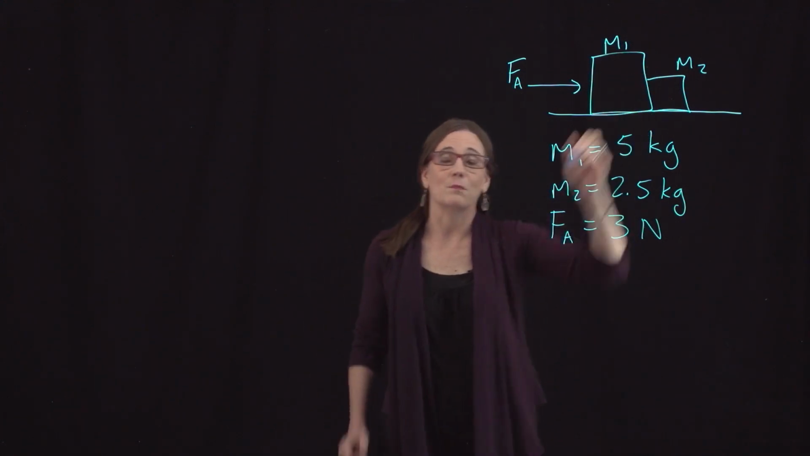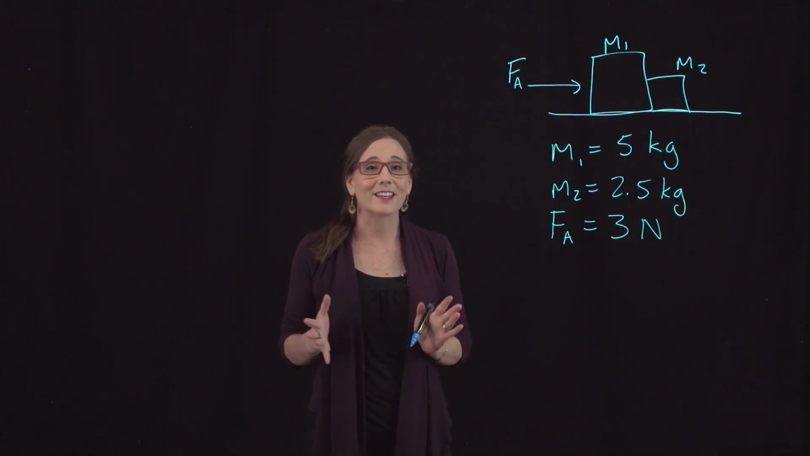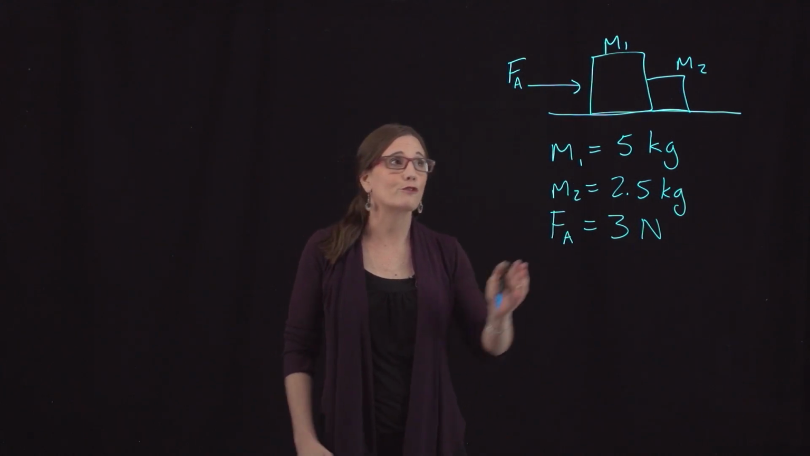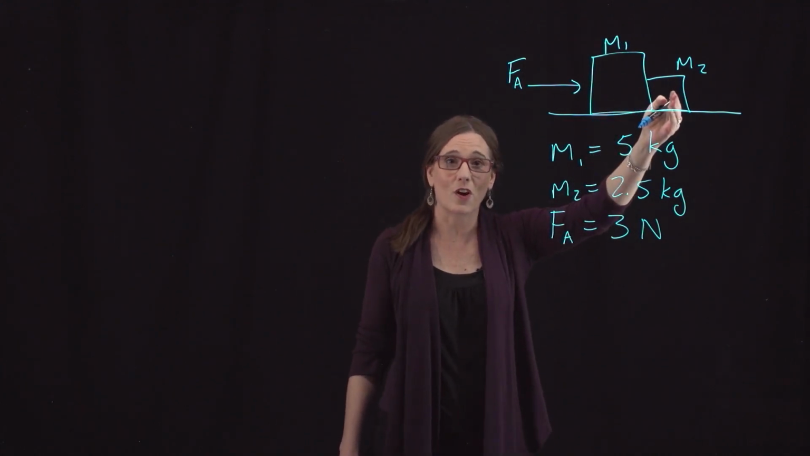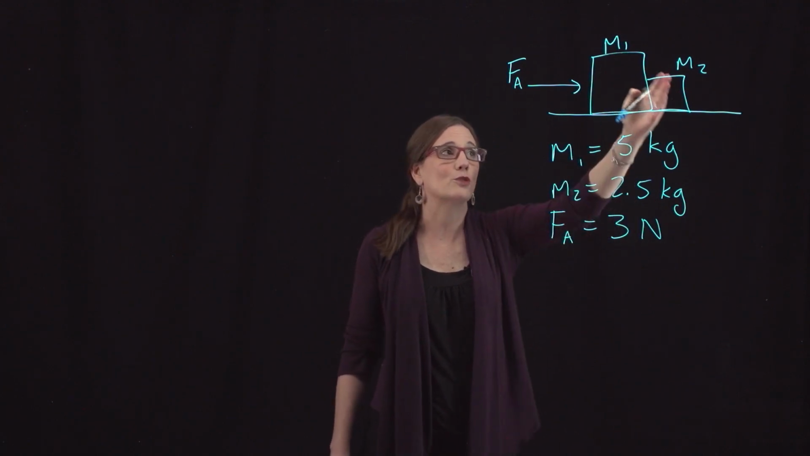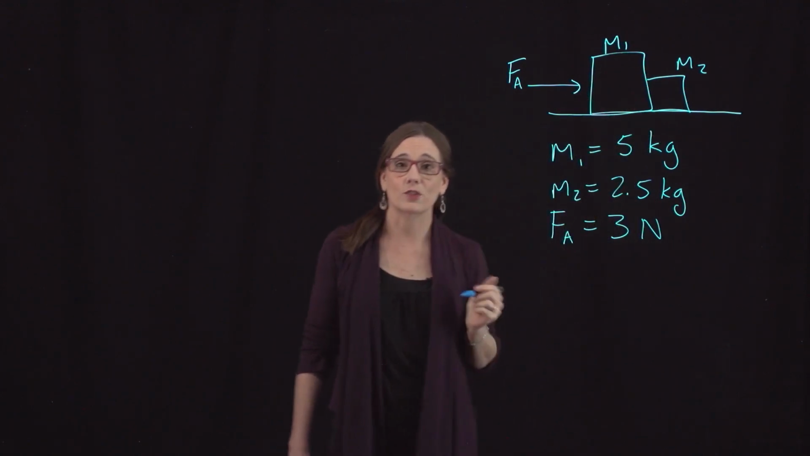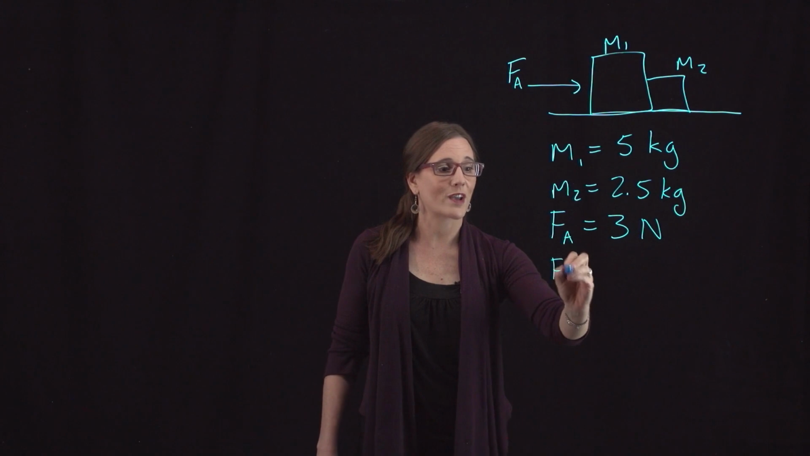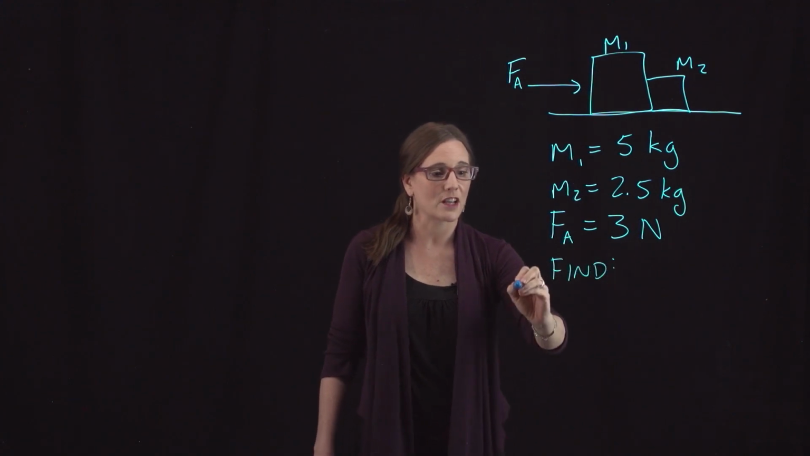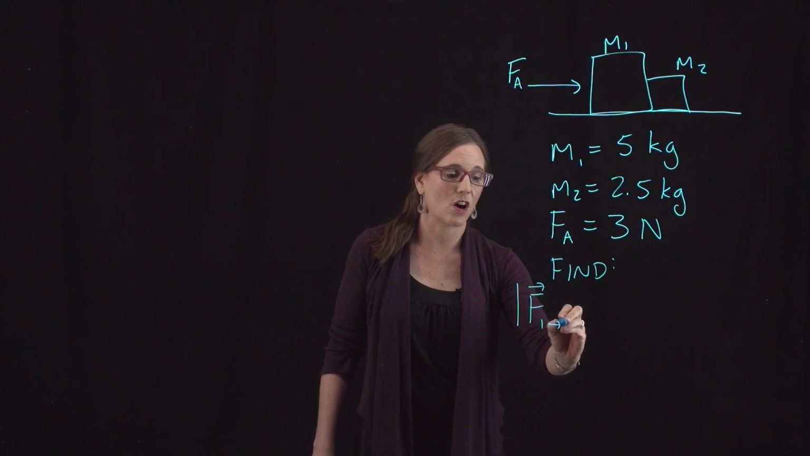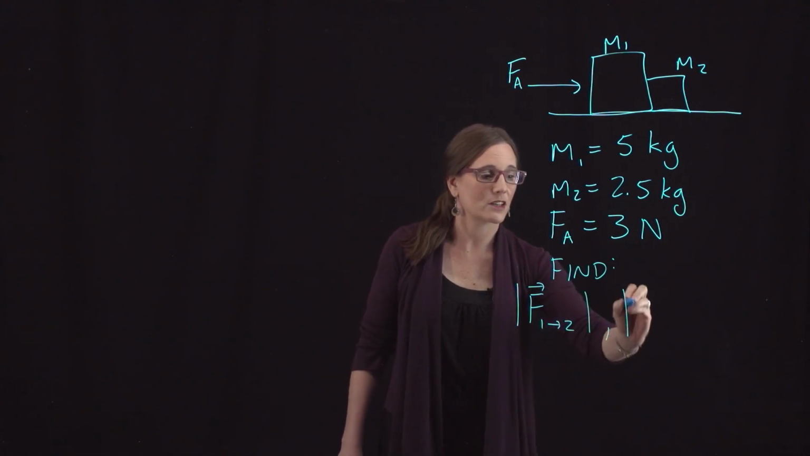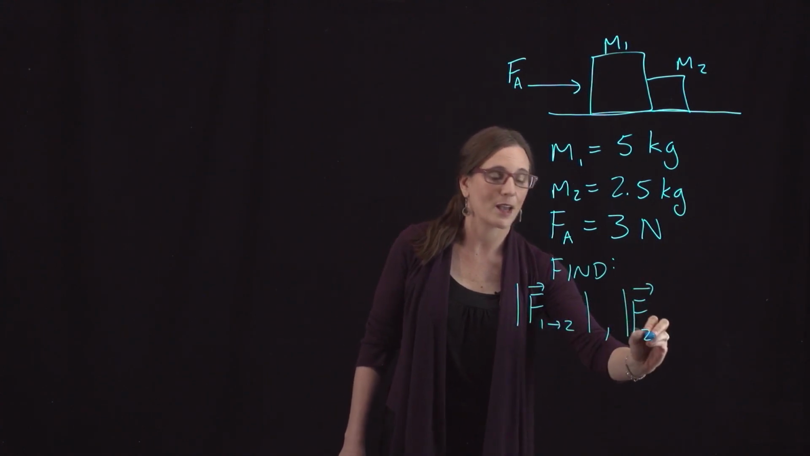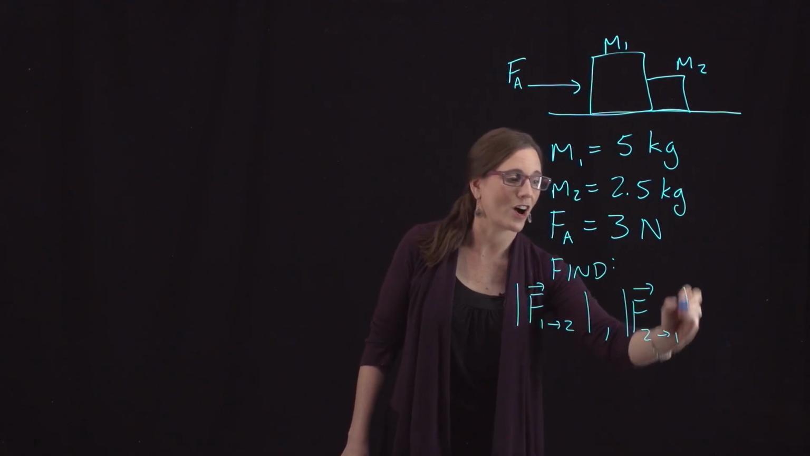So the end goal of this problem is that we want to find the magnitude of the contact forces acting between the two blocks. That is, we want to find the magnitude of the force that M1 exerts on M2 and the magnitude of the force that M2 exerts on M1. So I'm going to write this by saying we're going to find the magnitude of the force that M1 exerts on M2 and the magnitude of the force that M2 exerts on M1.